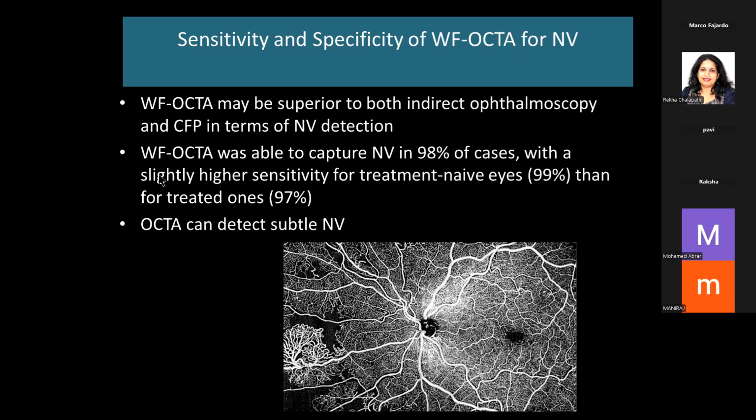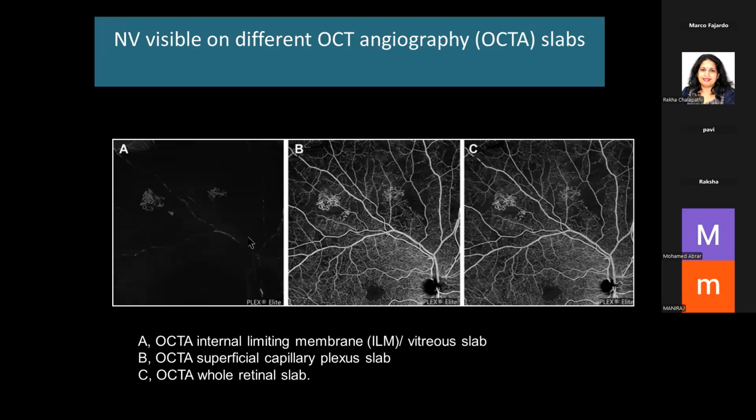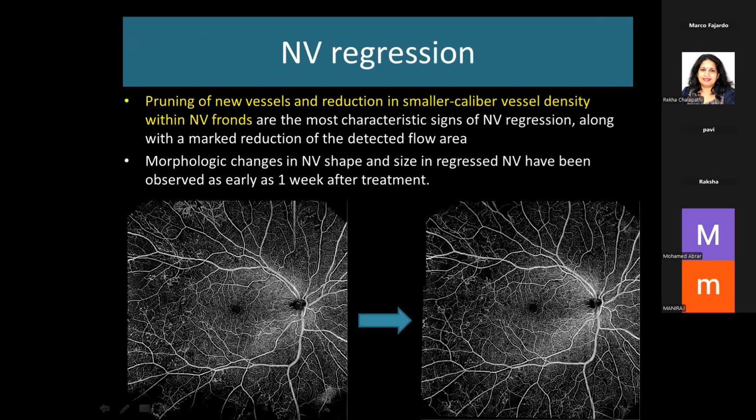So you can clearly see the different levels of slabs, and you can easily follow up this neovascular network, what happens after prior treatment. This is from a Plex Elite image, which shows the neovascular network taken at different slabs. You can clearly see the neovascular network in a patient with PDR showing a superior temporal neovascular network. On post-treatment with an anti-VEGF, you can see that this has regressed.